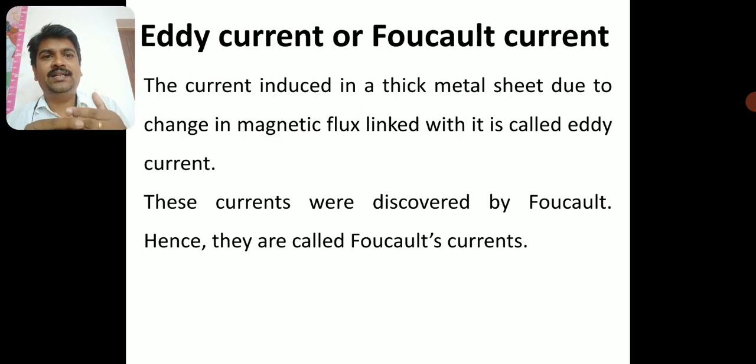These currents were discovered by Foucault, hence they are also called Foucault currents. You can call it eddy current or Foucault current. This is the current which is induced in a metal sheet, not in a coil, due to the change in the magnetic flux linked with it. So this is what eddy current is.